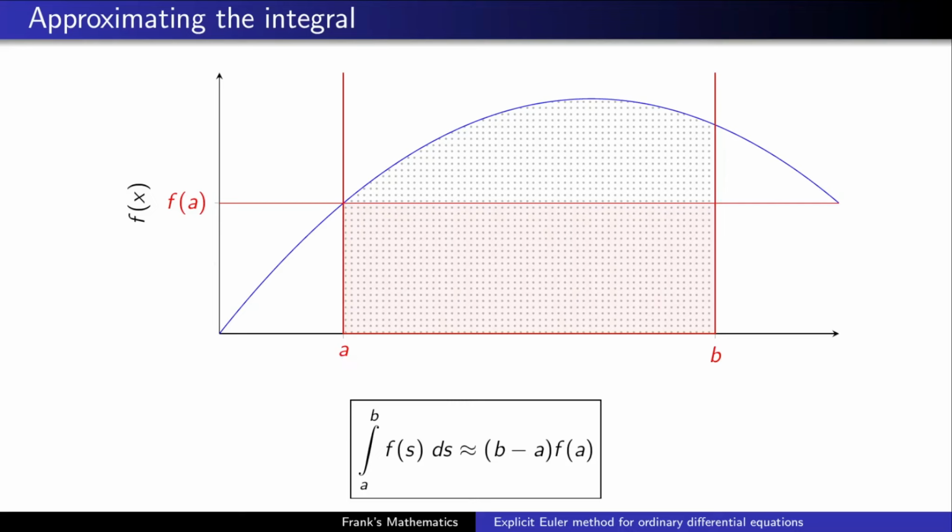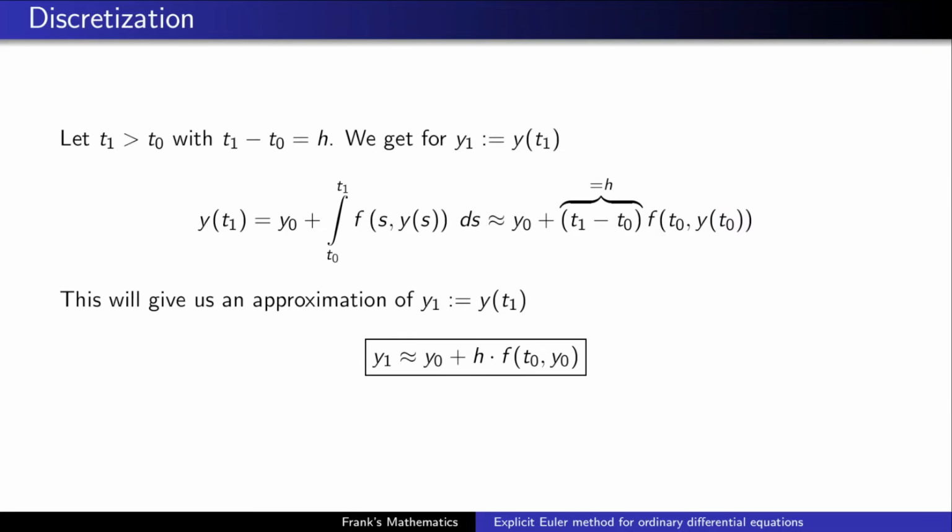Just a small remark here. If you are familiar with Riemann integration, this is exactly what you do to get the so-called left-handed Riemann sum. We now use this approximation to establish our algorithm. First of all, let's introduce a t1, which should be bigger than t0, and the difference t1 minus t0 is called h.